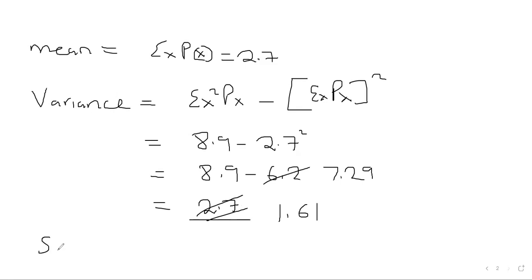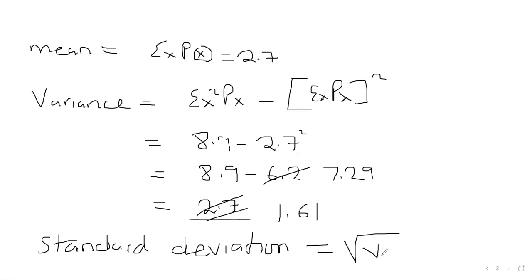So meaning the standard deviation becomes what? The square root of the variance. When you square root this variance, we get 1.268857. Okay. All right. So this is how we find our mean, our variance, and our standard deviation.